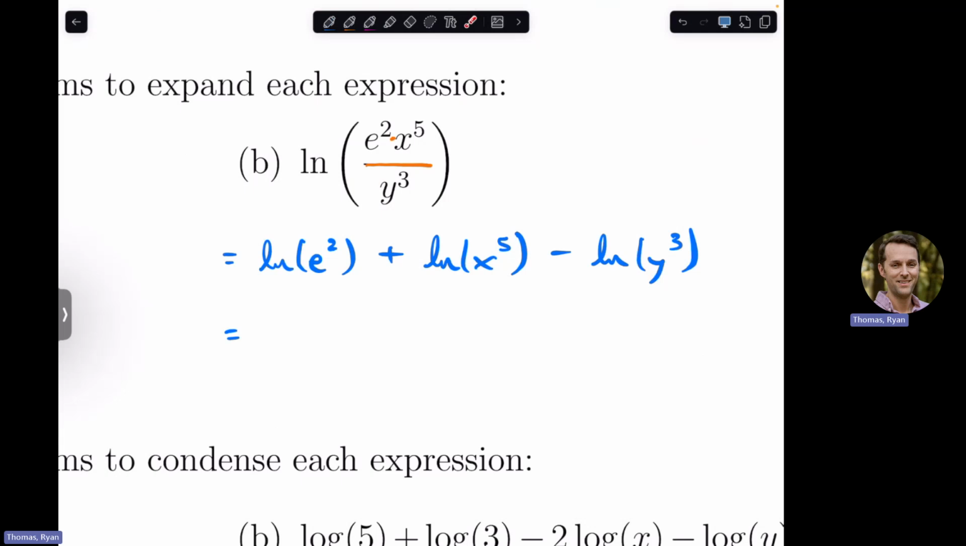The natural log of e squared. So, this is log base, okay, you can't read that. This is log base e, right? So the question is how many e's are in e squared? Of course, you can do that with a calculator too. That's 2. And then with each of these, we've got an exponent that we can bring down.